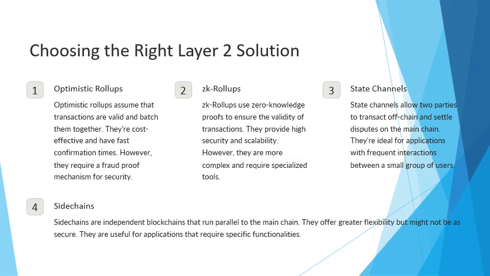4. Sidechains are independent blockchains that run parallel to the main chain. They offer greater flexibility, but might not be as secure. They are useful for applications that require specific functionalities.